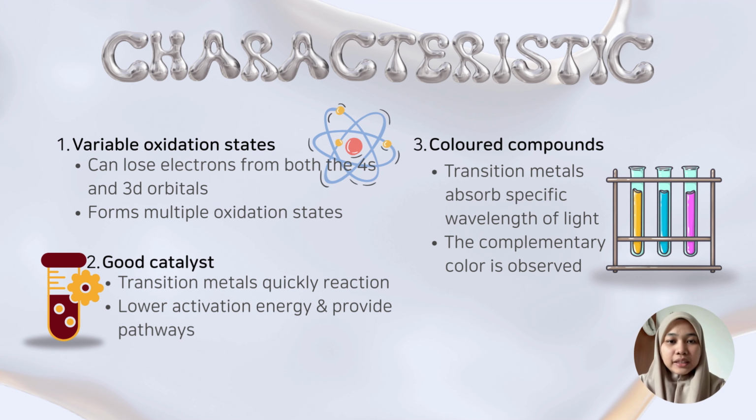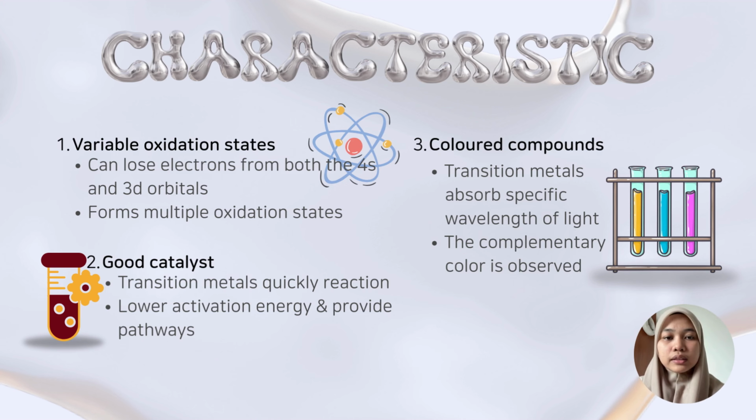Now I will explain three special characteristics of transition metals that make them unique in chemistry. Firstly, transition metals have variable oxidation states. This happens because they can lose electrons from both the 4s and 3d orbitals. This allows them to form multiple oxidation states, making them very versatile in chemical reactions.